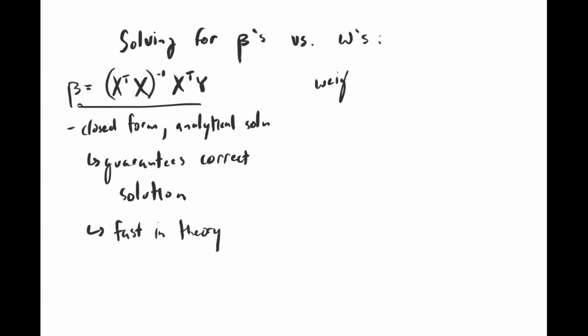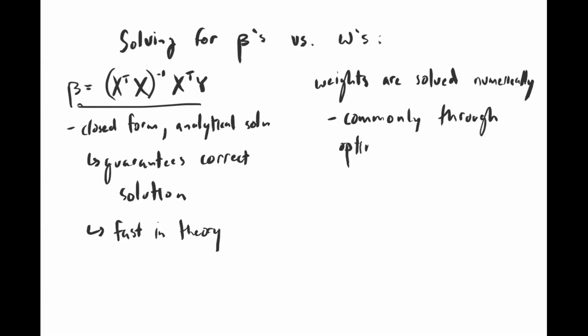And so that's how weights are done. So weights are solved numerically. So commonly through optimizers such as gradient descent. And so we're not going to talk about specific optimizer algorithms, but things like gradient descent are fairly common. And in fact, gradient descent is one of the most widely employed algorithms to solve for weights, despite its fairly simple methodology.